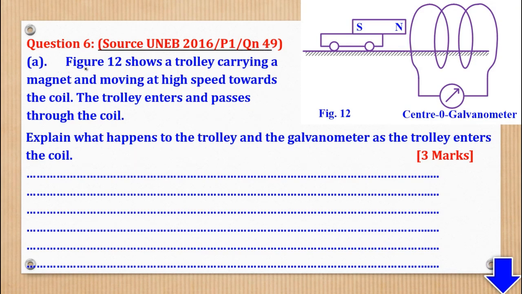So part A says that figure 12 shows a trolley carrying a magnet and moving at high speed towards the coil. The trolley enters and passes through the coil. So this is figure 12, this is the trolley, and this is the magnet on the trolley, and this is the coil. Here they say, explain what happens to the trolley and the galvanometer as the trolley enters the coil.